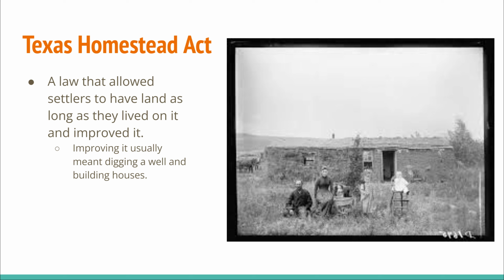The Texas Homestead Act was a law at the time that allowed settlers to have land as long as they lived on it and improved it. So you could move to a part of Texas that was not claimed, and if you built a house, dug a well, or did anything like that, then you claimed the land. You could own the land.